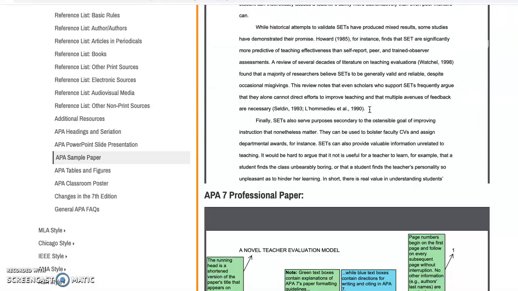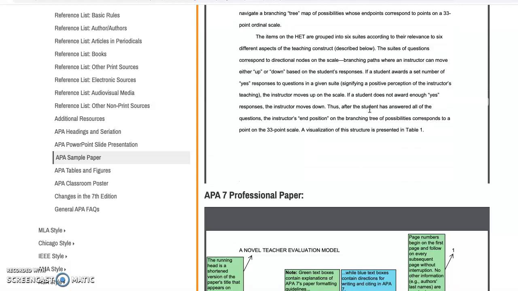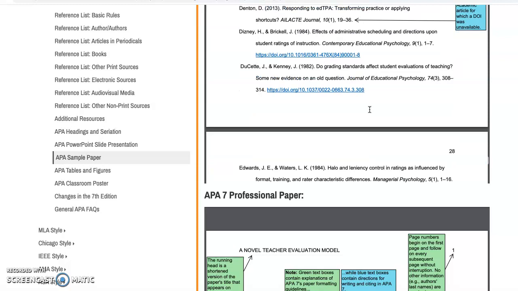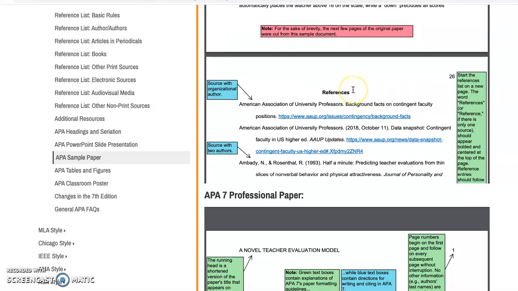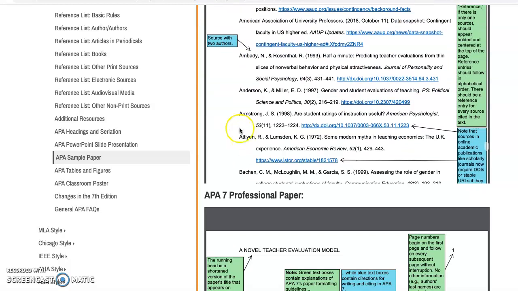Talks about a lit review, which again, you're not going to have. I'm going to scroll all the way down to the references list, and I want to show you a couple of things. First of all, notice that it's centered and it's bolded. So again, we have sources that are alphabetized by the author, by the first word. So American, and then we get to the other A's.